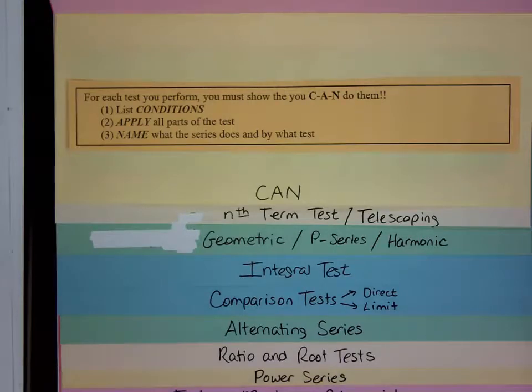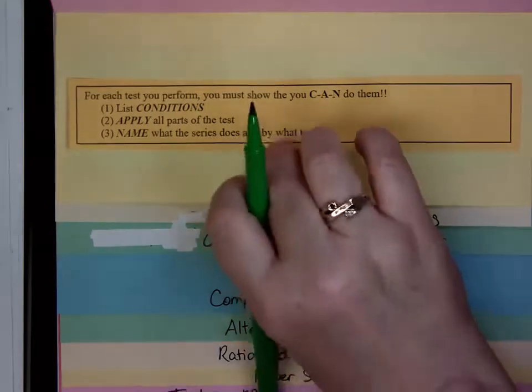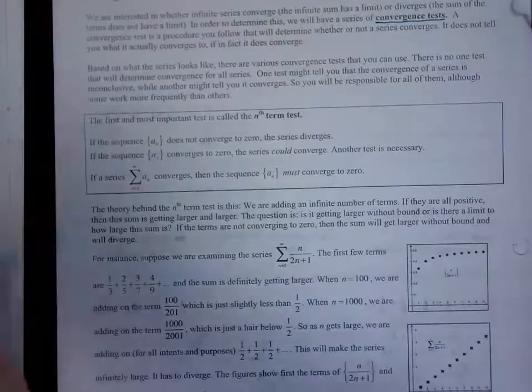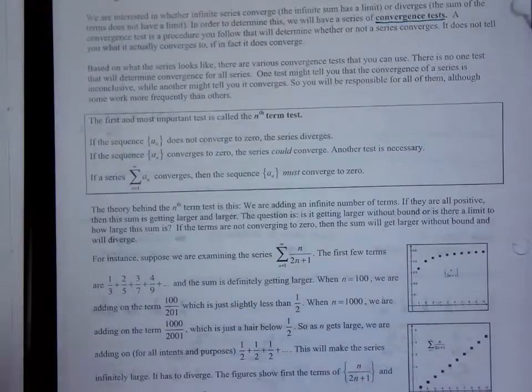So we're going to start off from the bat doing it that way every time. Check the conditions, apply the test, and then write down what your results are, okay? And make sure we do it the same way every time, okay? So that's the way it's going to be set up. So now we go back over here.